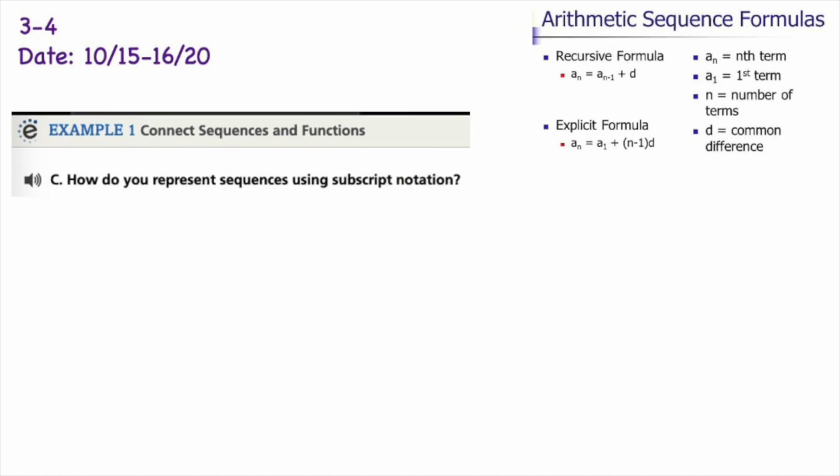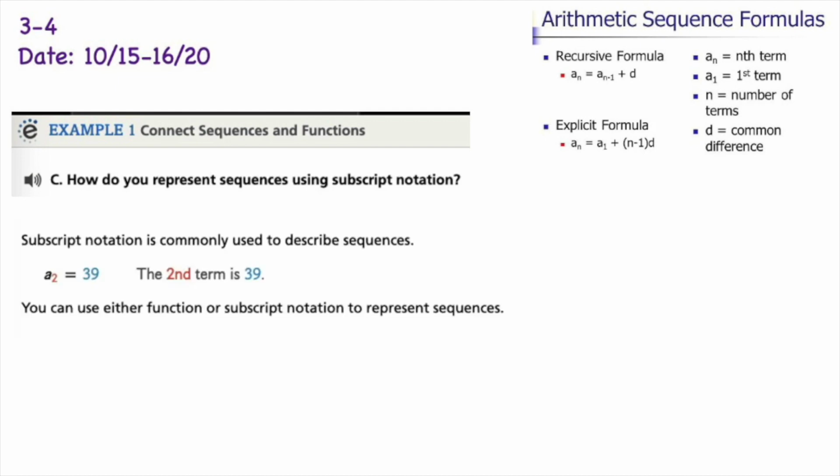All right, 1c, how do you represent sequences using subscript notation? So when you look at that in the middle, it says a sub 2 equals 39. You're going to say "a sub 2." That's how you say it. You don't say "a subset 2." You abbreviate to "a sub 2 is 39," and that's the second term in the sequence. So whenever you see that little number, that tells you where in the sequence they're referring to. So second place, third place, fourth place, wherever it is in the sequence, that little number will tell you what it is.